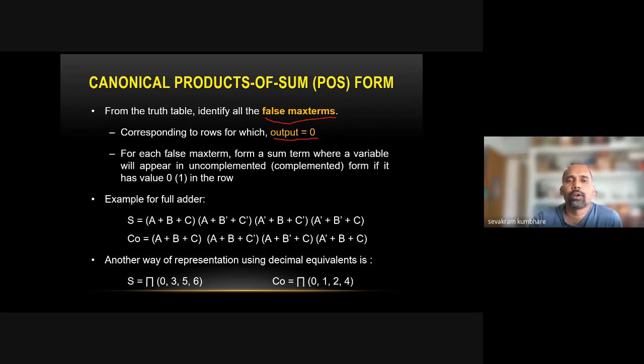So for each false maxterm, form a sum term where a variable will appear in uncomplemented or complemented form if it has values 0 or 1 in the row. So uncomplemented for 0, complemented for 1. That can be written like this. And another way of writing the representation is this. Since this is product of sum, you can find the pi symbol over here. This is nothing but the product symbol.